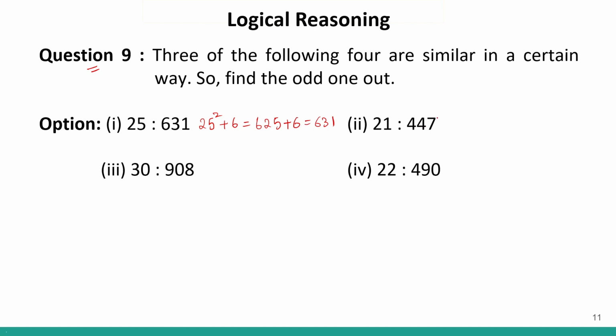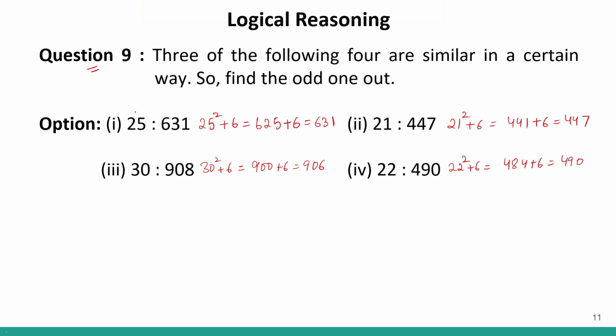If I look at option number 2, 21 square plus 6. So 21 square is 441, and if I add 6 into this, I'll get 447. Similarly, let us try for option number 3, 30 square plus 6. So 30 square plus 6 basically means 900 plus 6, which is 906. So this is different. Now let us look at option number 4. It will be 22 square plus 6. 22 square is 484. And if I add 6 into this, I'll get 490.